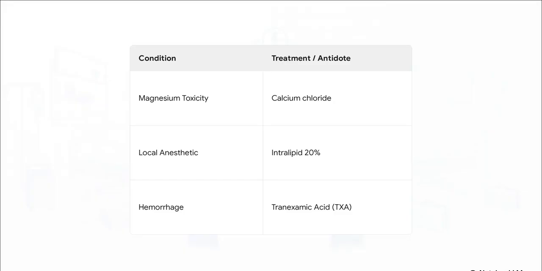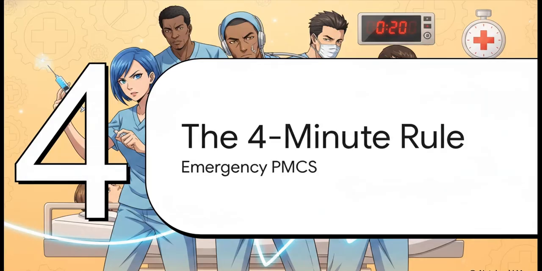So, depending on which BO-CHOPS trigger you identify, your team must be ready to deploy specific antidotes instantly. If a patient arrests while on magnesium for preeclampsia, bam, you need calcium chloride or gluconate. If they have local anesthetic systemic toxicity, you push intralipid 20%. And if you're dealing with massive hemorrhage from that floppy sponge we just talked about, you rapidly administer tranexamic acid, or TXA.